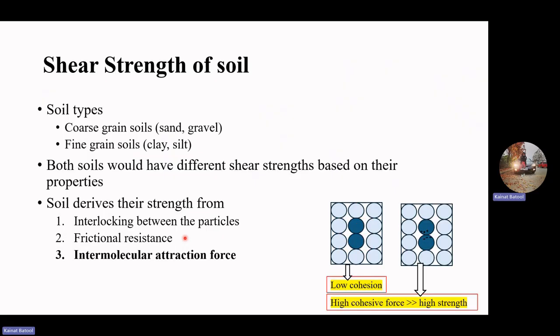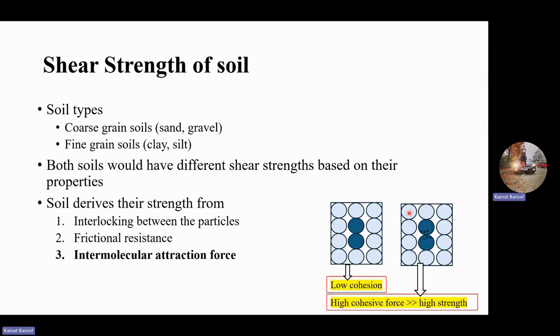Last one is the intermolecular attraction forces. Now we know that intermolecular attraction forces are of two types. One is the cohesion and the other is the adhesion forces. Cohesion is a force that acts between the particles of the same material, and adhesion between two different materials, right? So when we are talking just about the soil particles, then we are talking about the cohesive forces, not the adhesive forces, right?